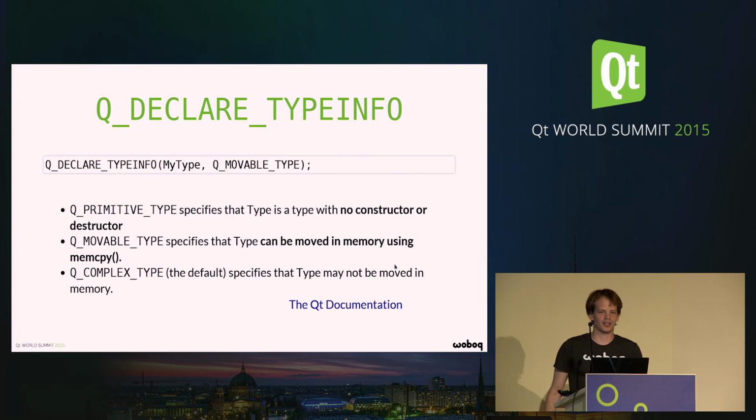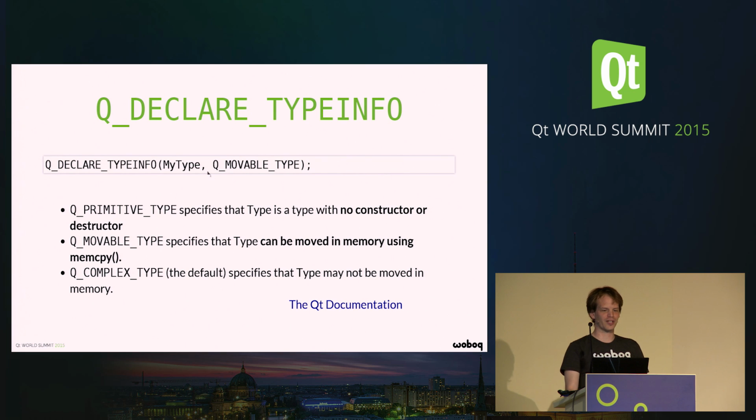Another difference between QVector and std::vector is that Qt cheats a bit and uses Q_DECLARE_TYPEINFO. With Q_DECLARE_TYPEINFO, you can tell Qt that your type is so-called movable. So nothing to do with std::move, or little to do with std::move, but it says that instead of calling the copy constructor and calling the destructor of the old one, Qt can just memcpy the bits in memory. So it's a bit cheating. I think this is technically undefined behavior, but yeah.